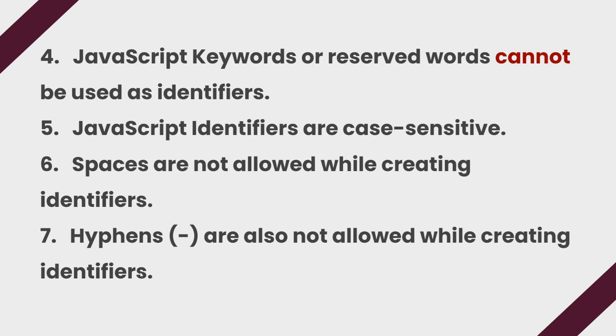So for the fourth rule, JavaScript keywords or reserved words cannot be used as identifiers. So I believe for now we do not know what keywords are, but at the same time we've also gotten to know about three keywords already. That's in the previous section of today's class, which is the var keyword, the let keyword, and the const keyword. Now these keywords cannot be used as identifiers.